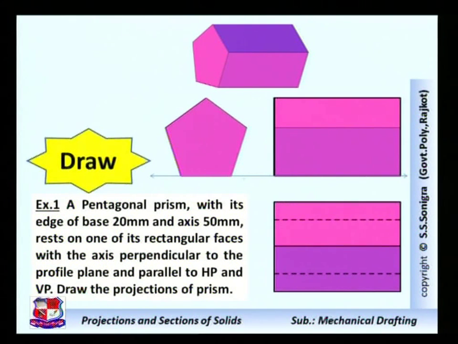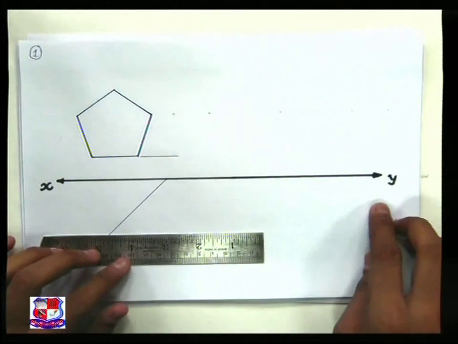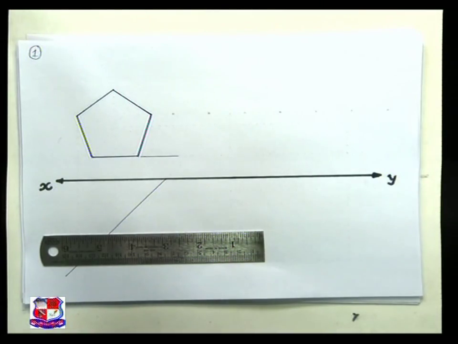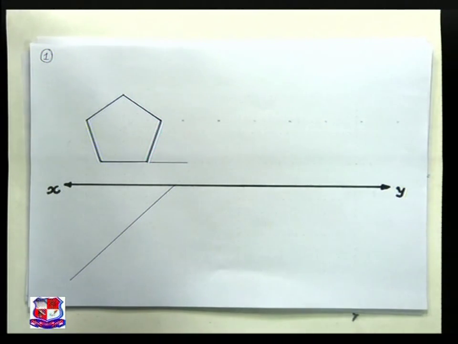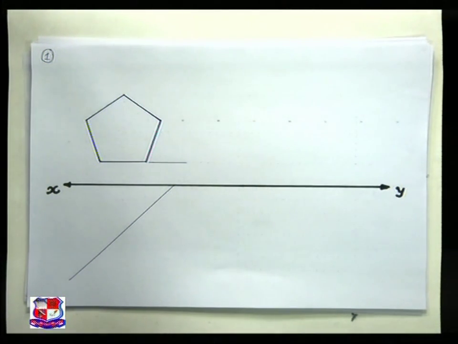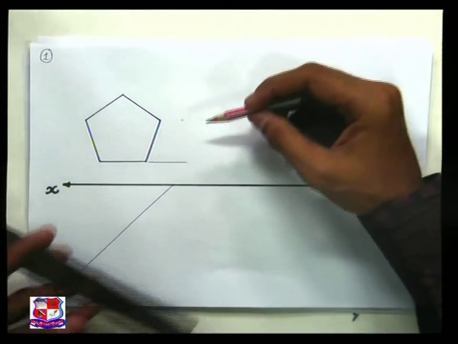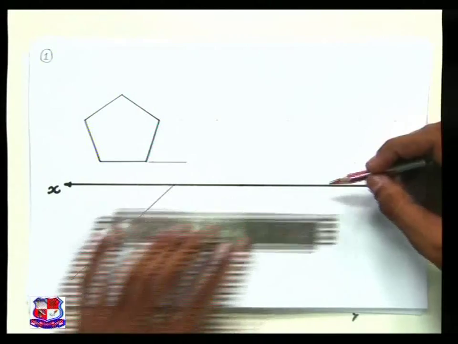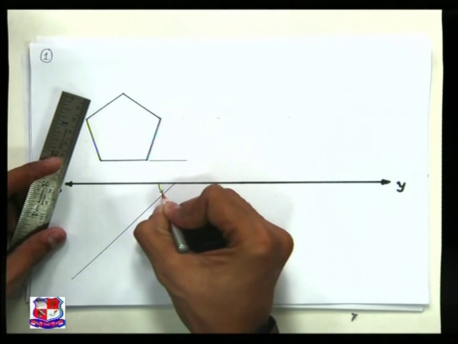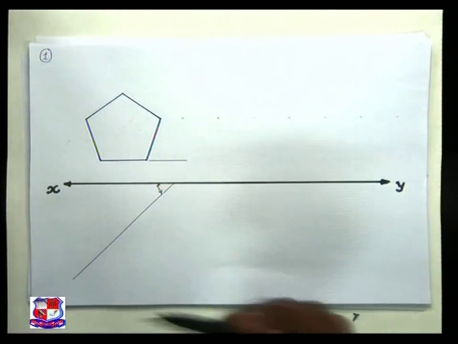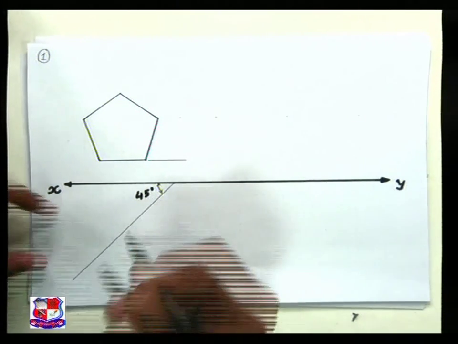Now let us draw this problem on our drawing sheet. So here, how to start the problem? Theoretically you should draw the XY line first, but practically, for convenience, we will draw a pentagon over here of the given side length, that is 20 mm. So first draw a pentagon having side length 20 mm. After that draw an XY line like this, and after drawing this XY line, draw this mitre line which makes an angle of 45 degrees with the XY line. This angle is 45 degrees.